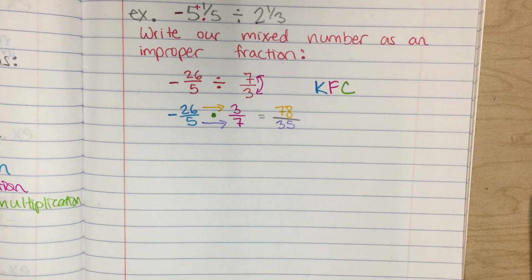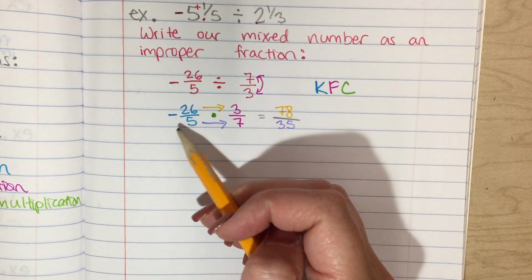Then I need to look if I can simplify that. Well, nothing goes into 78 and 35. So this would be the simplest form for my improper fraction. But I am missing one thing. What do I need to think about? I need to think about the signs.